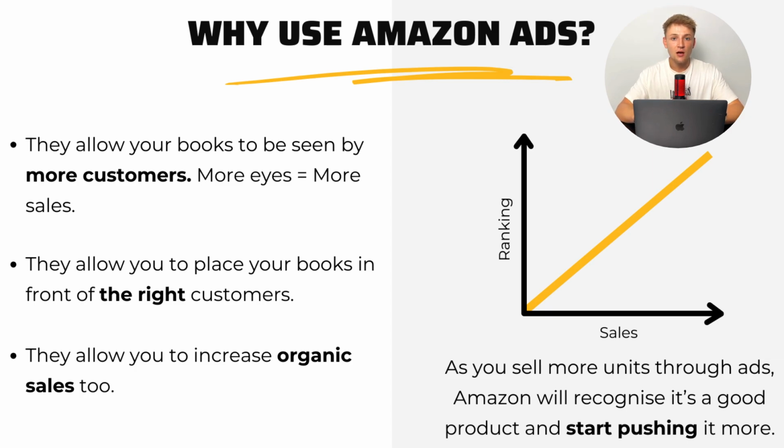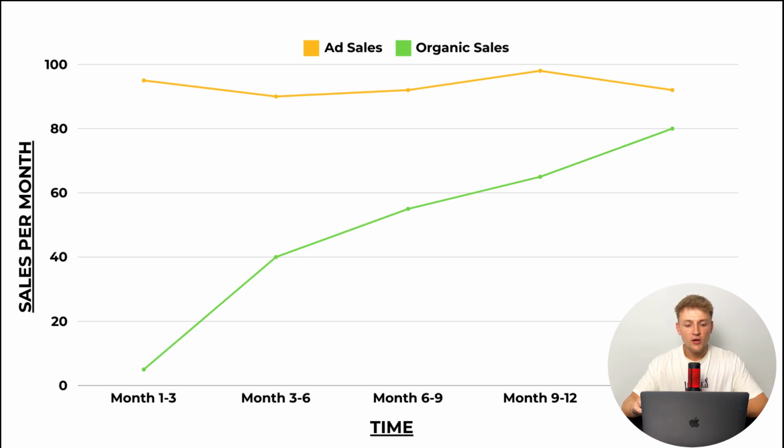So at the start, you might just be relying on ads for your sales, but as this book gains momentum, it gets familiar with the algorithm, Amazon starts pushing it because they know people are enjoying it. You're gradually going to increase the number of organic sales you get as well as your ad sales. So here's a really good visualization of what this kind of looks like. Let's just say hypothetically in month 1 to 3, a lot of your sales are probably going to be from your ads because your book hasn't been up there for long. Amazon doesn't really recognize it as a good product, so you're relatively dependent on your ads to start with.